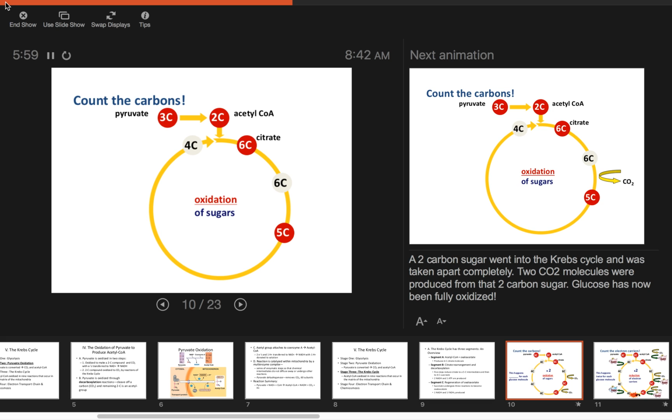All right, so citrate gets rearranged a couple times. Whoa, I go from 6 to 5. Decarboxylation is going to happen there.